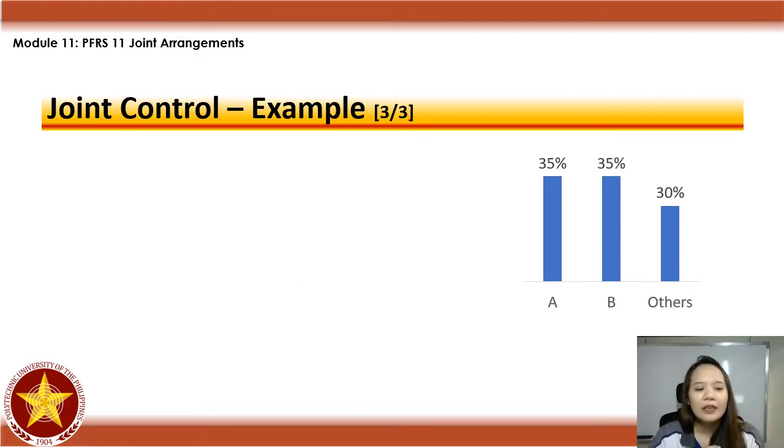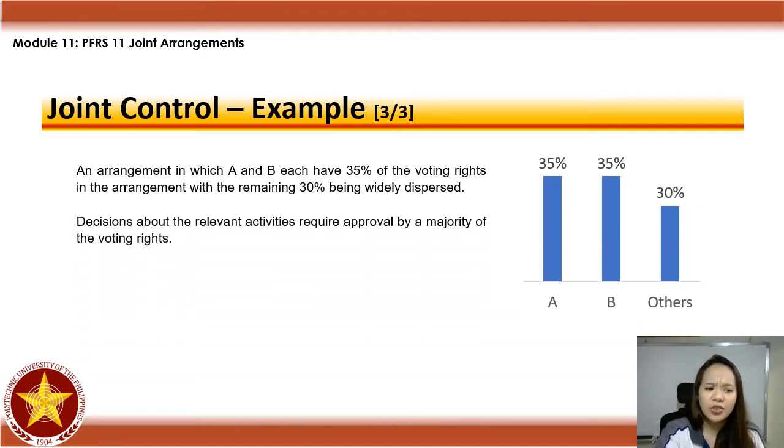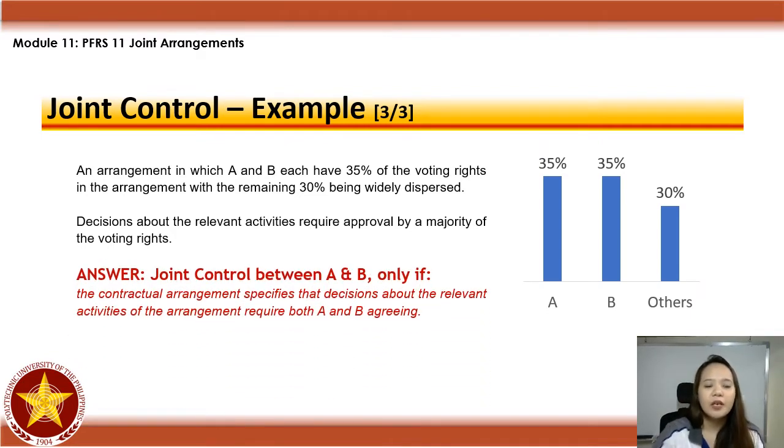Okay? The last example for joint control is meron kang 35, 35, and 30. The 30% being owned by a lot of other parties, widely dispersed. So, butil-butil yung may-ari ng 30%. Decisions about the relevant activities require approval by majority, meaning more than 50% of the voting rights. The answer is, meron kang joint control between A and B if the contractual arrangement has specified so na dapat mag-agree si A and B dun sa mga decision making. Kasi pwedeng control lang yan kung walang agreement na si A and B. Kung walang specific provision na dapat si A and B yung mag-agree for the relevant activities.